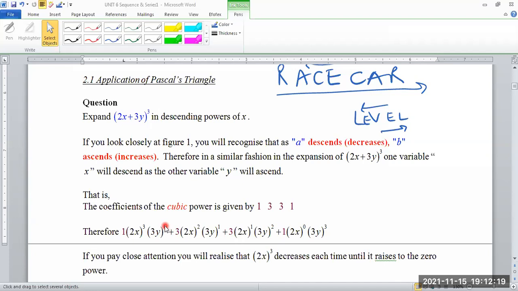Sir, you can do it again. Thank you for asking. When A descends, B ascends. When A descends, B ascends. Watch me.